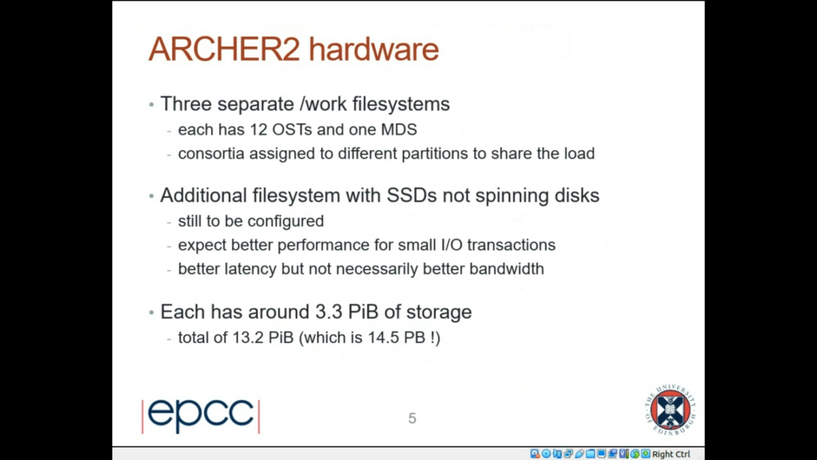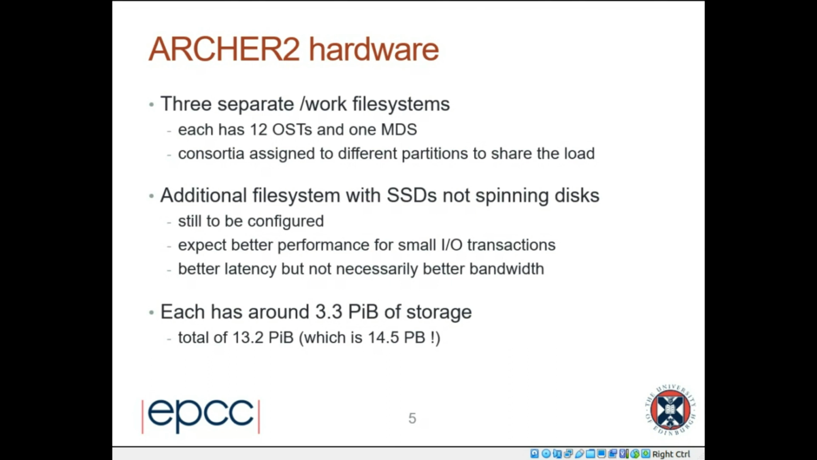So each of these has 12 OSTs. That immediately says that the maximum striping you can get on a file on ARCHER2 is 12. It was much higher on ARCHER. ARCHER had a larger number of not so fast disks. The striping on ARCHER went up to about 50, I think. But the ARCHER2 disks seem to be much faster, and so we need fewer of them.